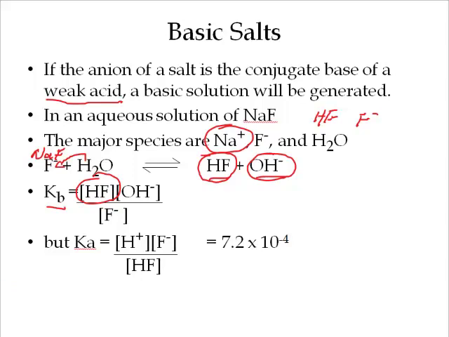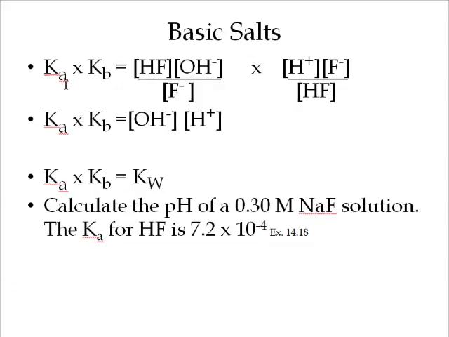And let me show you how that works, okay? Imagine if I took a Ka times a Kb right here, and this is just good old algebra. Now, look what would happen if I multiplied those two equilibrium expressions. Well, we've got HF on the top and HF on the bottom. They cancel, right? And I've got F minus on the bottom and F minus on the top. They cancel. So look what happens when you take the Ka and multiply it by the Kb. You're left with the concentration of hydroxide and the concentration of hydronium.